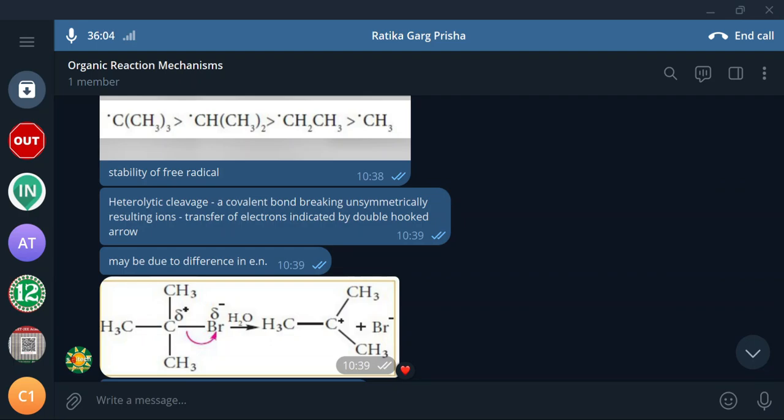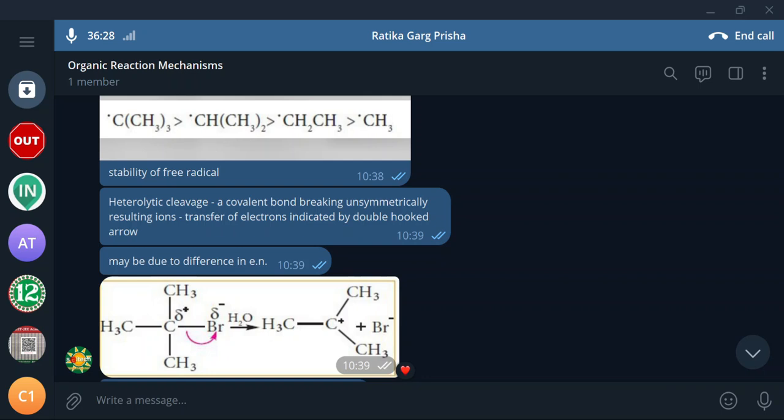In the previous case it was evenly broken. In this case it is unevenly broken. It means the bromine has taken the electron of carbon also, and that is why it becomes Br minus. A negative ion is called an anion. And what about this one? This is the tertiary butyl cation.